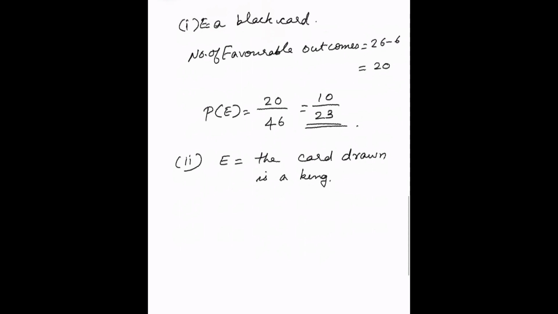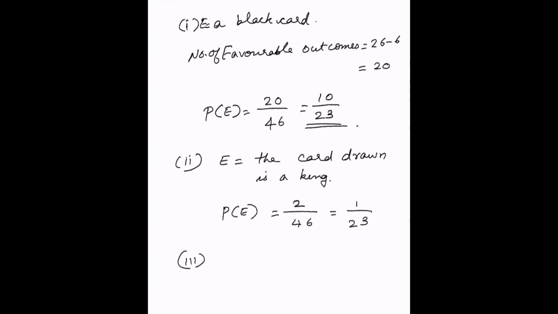Now think of how many kings are left. You have already removed 2 kings. You have 46 cards left now. In the 46 cards, how many kings are there? 2. Only 2. So the probability of this event is 2 divided by 46, which is 1 by 23.